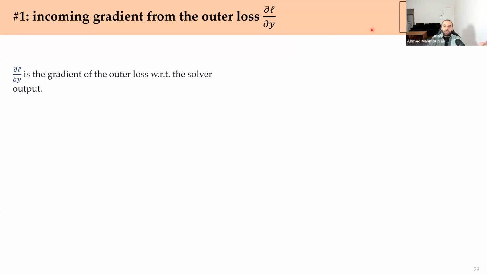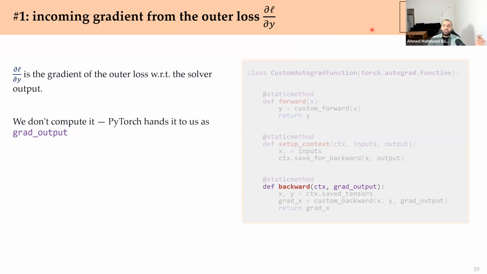This is basically just the right-hand side for this linear solve. But actually, we don't need to compute this one, as we just mentioned. It comes directly from PyTorch, which should hand it to us in the backward method. So there is actually nothing to do here. The next two partial derivatives are the ones where we will spend most of our work.